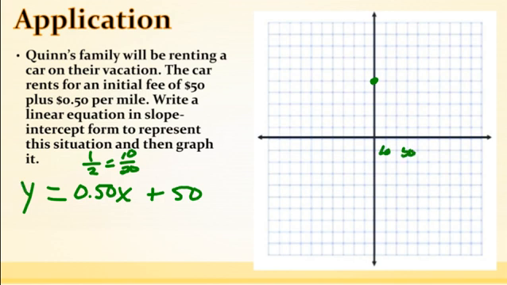So if we count these by tens, we have a positive slope. So let's go up 10, that means we go to the right 20. Up 10, to the right 20. Down 10, to the left 20. You can see where our points are. This would be our graph.